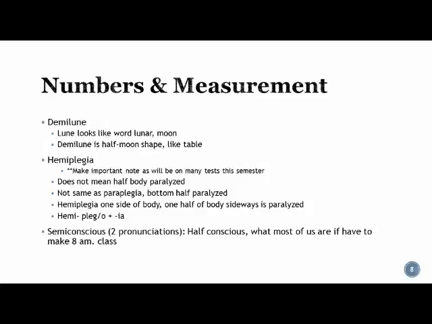So demi means half, as in demilune. Lune should look like the word lunar, which means moon. And so demimoon is a half-moon shape. You may have seen a table that is a circle on one side, or half a circle, that people put up against the wall. So demilune, half-moon. Hemi also means half, as in hemiplegia.